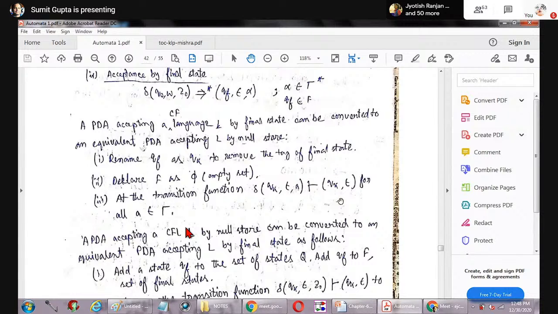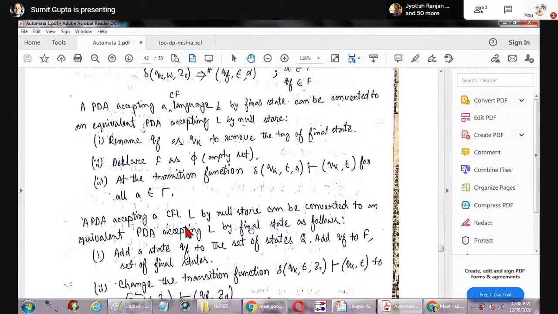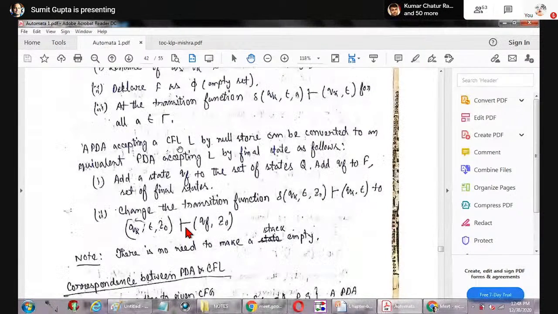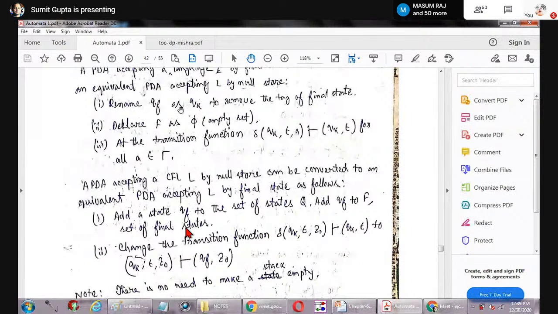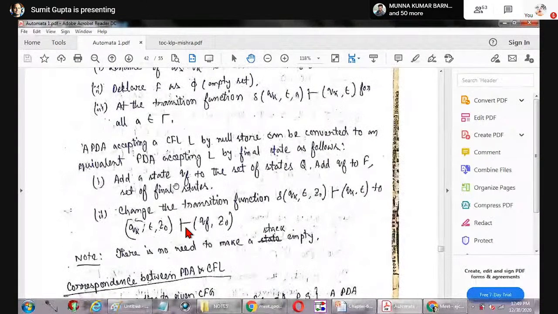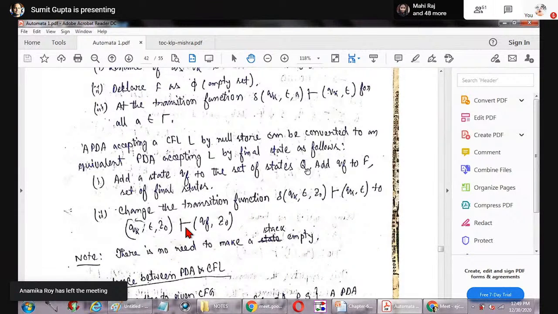এখন উল্টোটা যদি করতে হয়, নাল স্টোর থেকে ফাইনাল স্টেট, a PDA accepting a context-free language L by null store can be converted to an equivalent PDA accepting L by final state as follows. So we have to add a state QF, ওখানে আমরা রিমুভ করছিলাম, এখানে বেসিক্যালি রিনেম করছিলাম by removing the tag of final state, এখানে আমি অ্যাড করছি একটা state QF to the set of states Q, and we will add this QF to capital F.